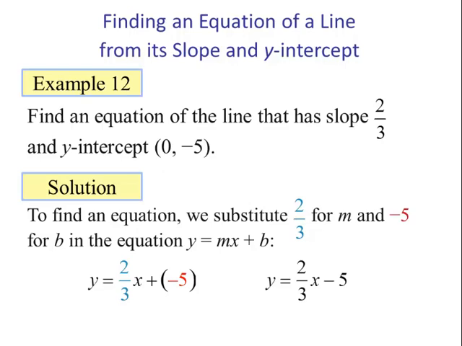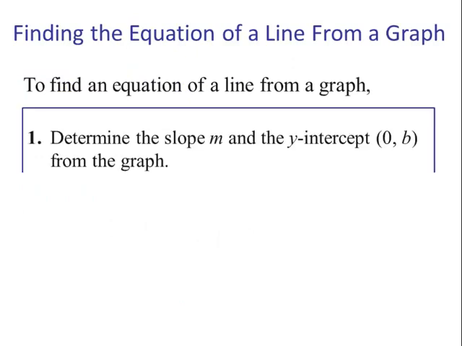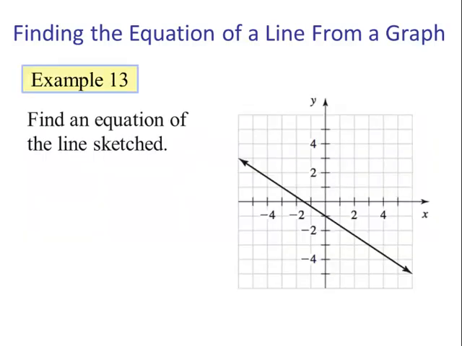minus 5. Finding the equation of a line from a graph. The first thing that we want to do is to identify the slope and the y-intercept from the graph. Then we substitute these values for m and b into the equation y equals mx plus b. So let's do an example. Find the equation of the line sketched.